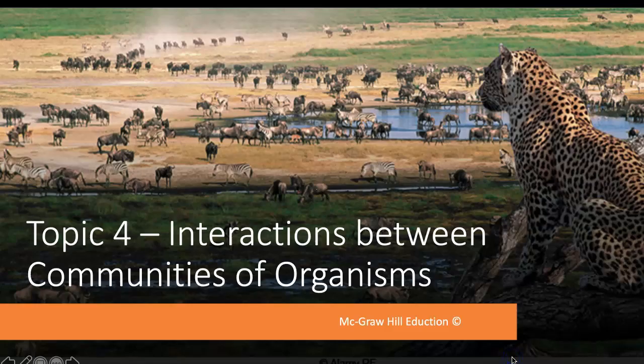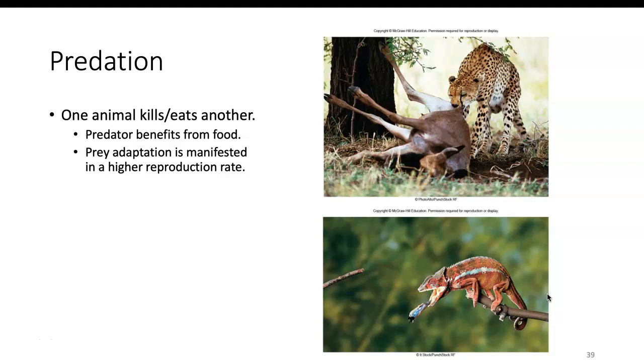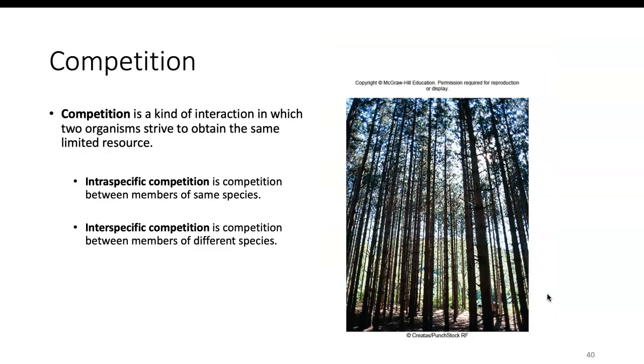The fourth topic is interactions between communities of organisms. The first relationship is predation. Second is competition.